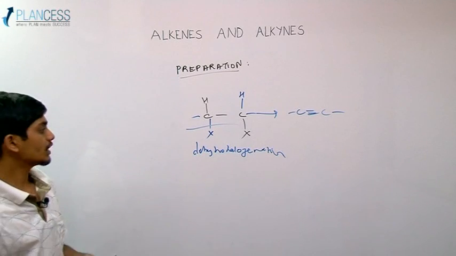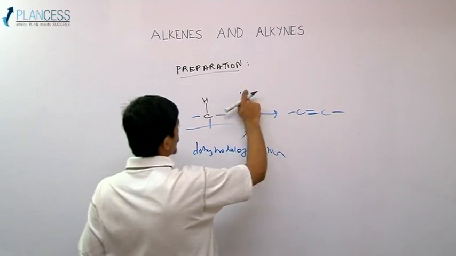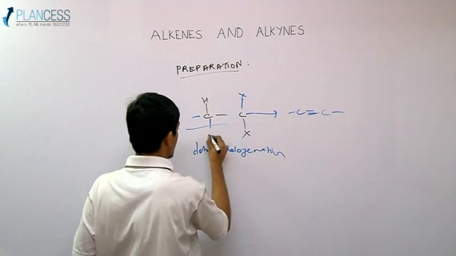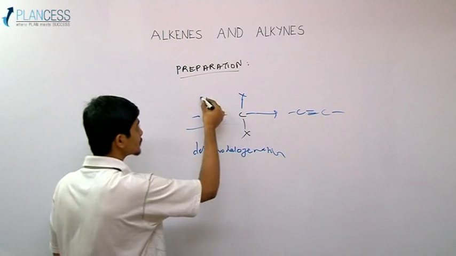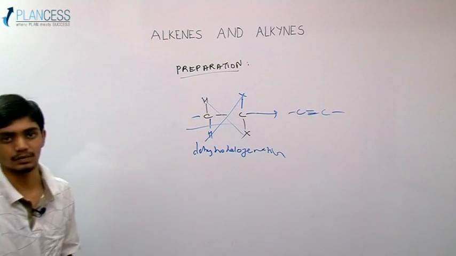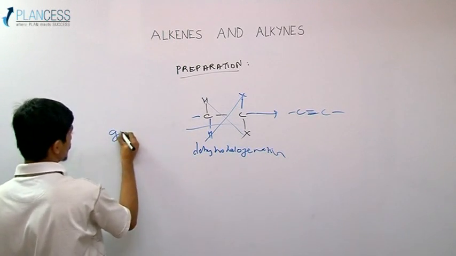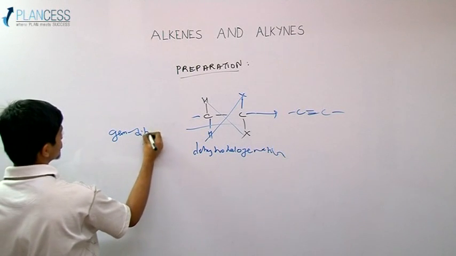Now, what about if I put X over here? That is, I put X over here and H over here. Now also these two can undergo elimination and these two can undergo elimination. Yes, that is also true, and these type of halides are called gem dihalides.